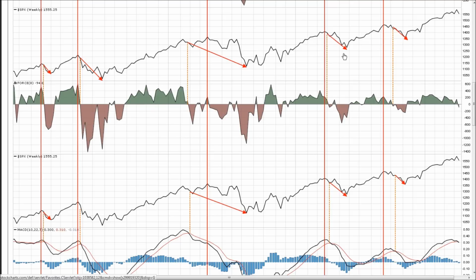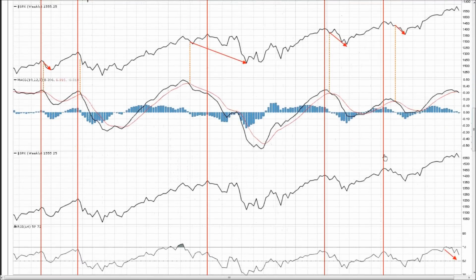Eventually, a correction follows after a move above, then a drop below. Last week, we dropped below on the force index. This is the force index for stocks relative to bonds. It closed at negative 94 here, which looks similar to this, this, this, this, and this, where corrections in the stock market eventually ensued.